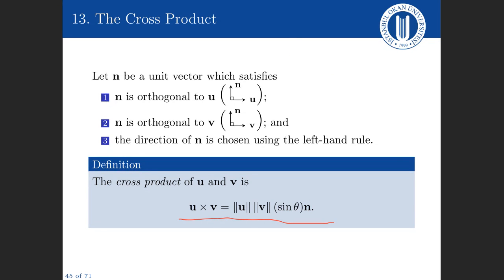Let me remind you first of all, u dot v, we know, is the same as the norm of u, norm of v, and then cos of the angle between u and v. We have a similar formula for u cross v. It's norm of u, norm of v. Now instead of cos we have sine, and one more difference, we multiply by a unit vector n.